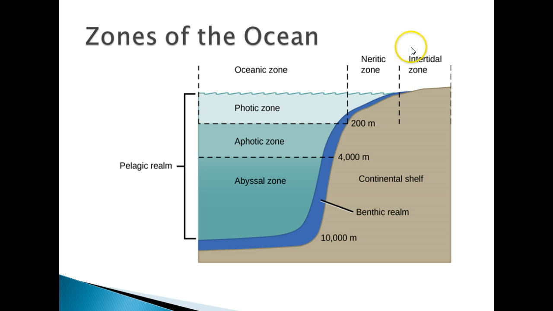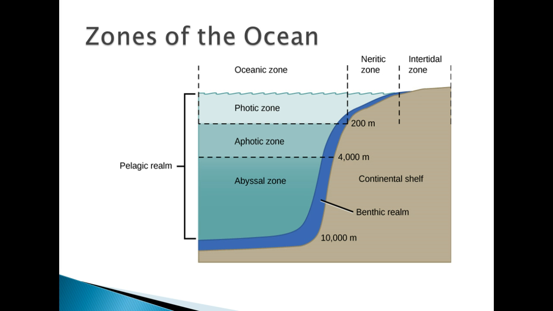First, let's talk about the intertidal zone. The intertidal zone is the area of the seafloor between high and low tide and bridges the gap between land and water. Also write that tide pools, estuaries, mangrove swamps, and rocky coastal areas are all a part of the intertidal zone.